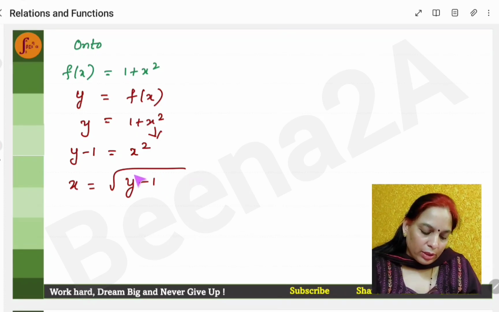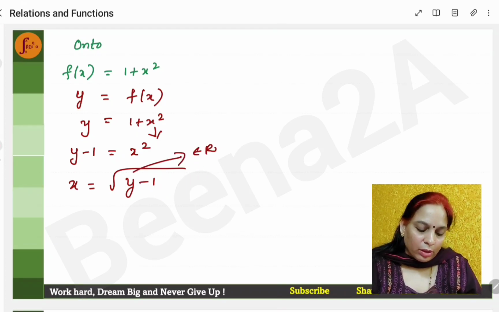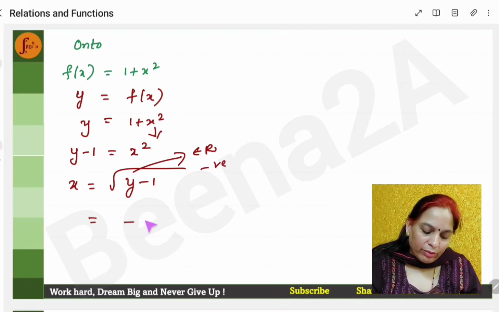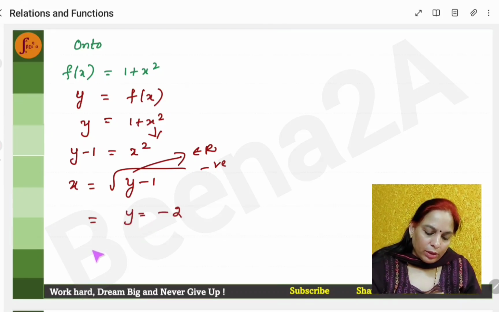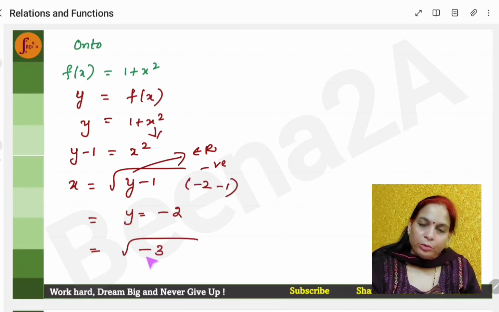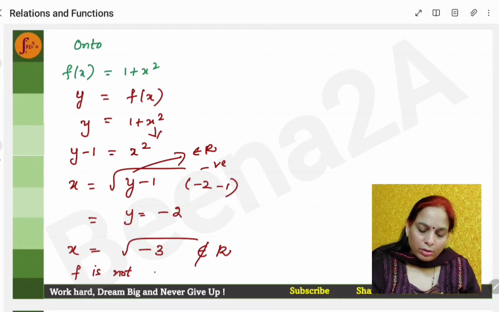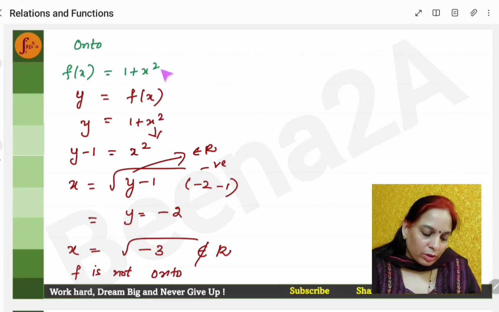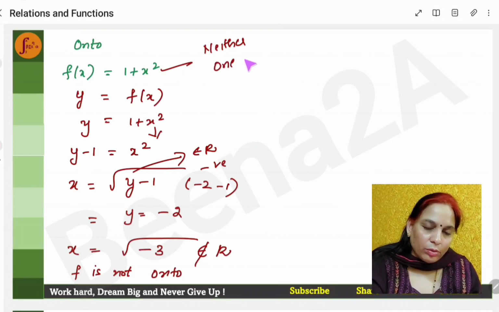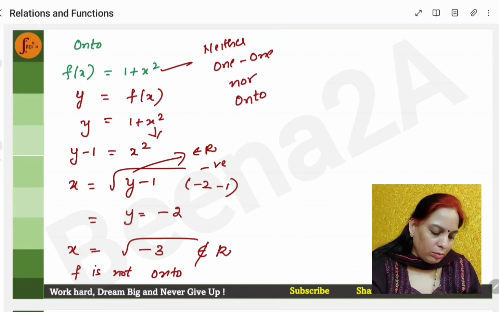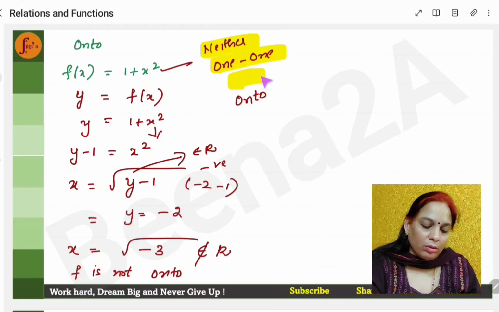y belongs to real numbers, right? So I can have negative numbers. So if y becomes a negative number here, suppose I take y as minus 2, then this is going to become root of minus 3, right? Minus 2 minus 1 is going to be root of minus 3. The square root of minus 3 does not belong to real numbers. Therefore, this function is not onto. So now this function 1 plus x square is neither 1 to 1 nor onto.